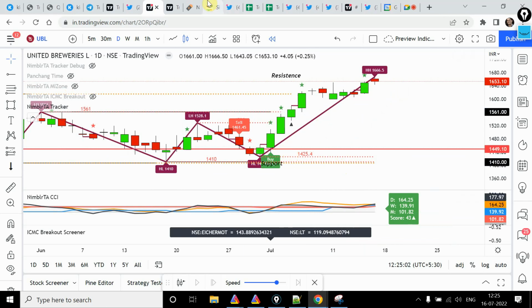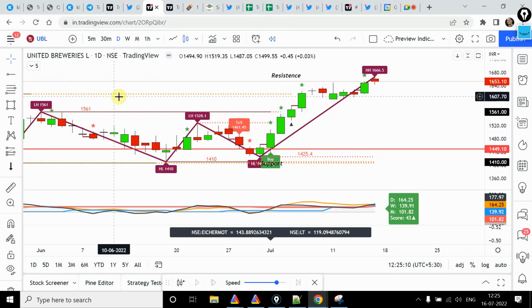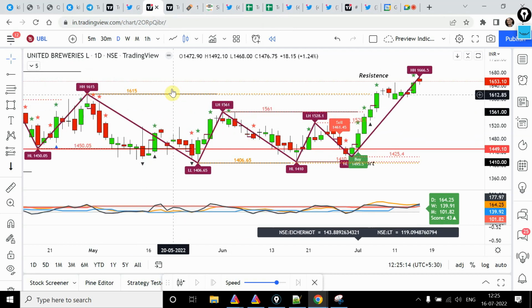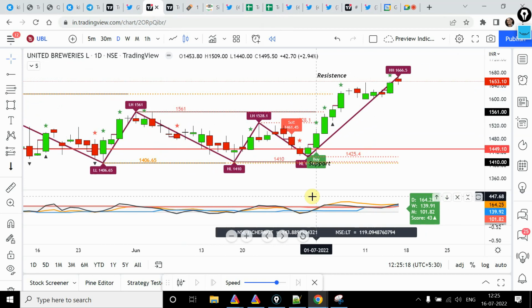because we don't want to complicate things for the user. Yeah, so if I just use a combination of NimblrTA CCI and the tracker, that should be sufficient to begin, right? Yeah, that should be sufficient, because over here you will get the information of waves. Over here you will get the CCI.